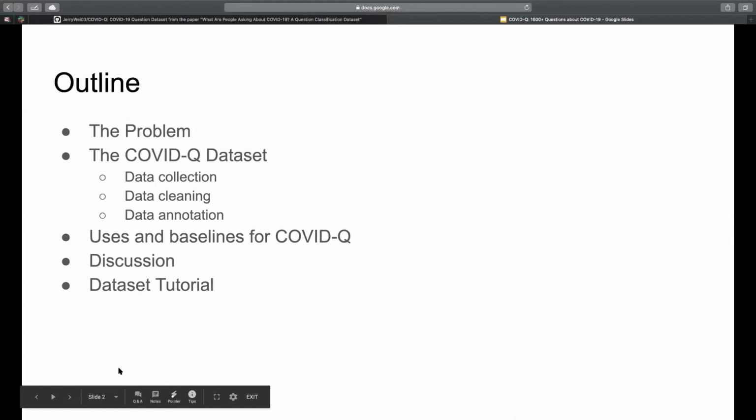So first, I'll talk a little bit about the problem, which is why we came up with the project. And then I'll go into the specifics of the data set, including how data was collected, cleaned, and annotated. Next, I'll discuss some uses and baselines for our dataset. And after that, I'll go over a quick summary of our work. And finally, I've included a quick dataset tutorial for those of you that might be interested in using our dataset.